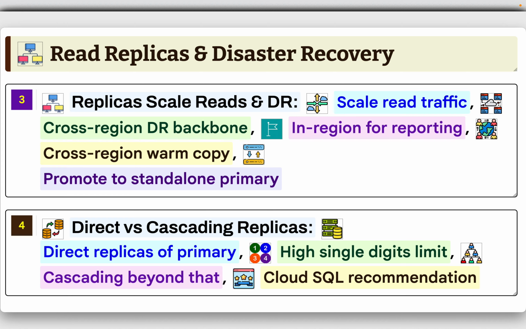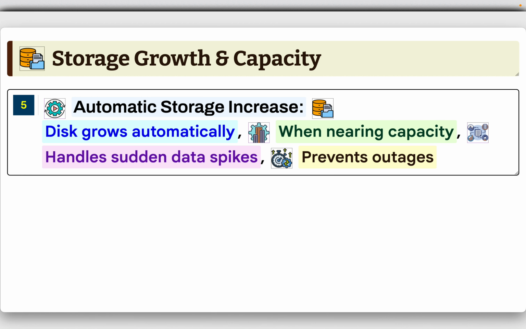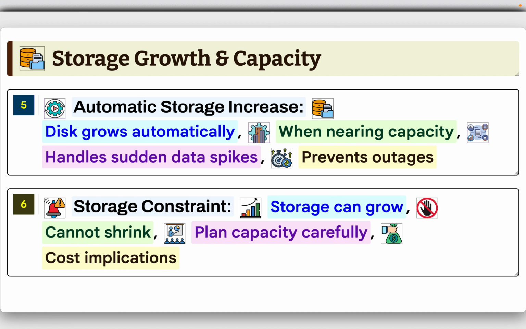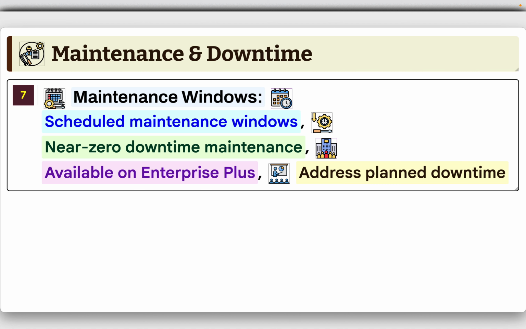As a working number to remember, Cloud SQL recommends keeping direct replicas of a primary to roughly the high single digits, with cascading replicas used beyond that. Automatic storage increase lets the instance grow its disk automatically when it nears capacity, so a sudden data spike does not cause an outage. Storage can grow but does not shrink, which is something to plan for. Maintenance windows plus near zero downtime maintenance on Enterprise Plus together address planned downtime.